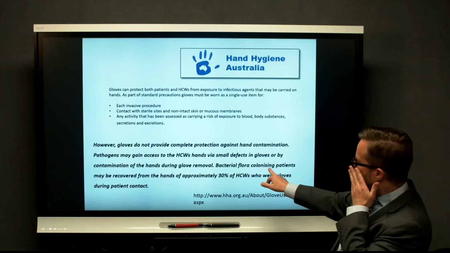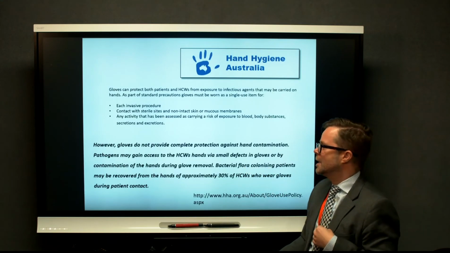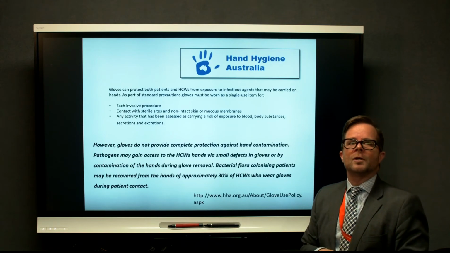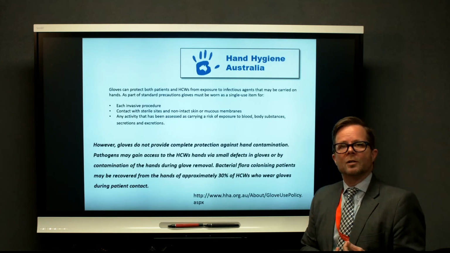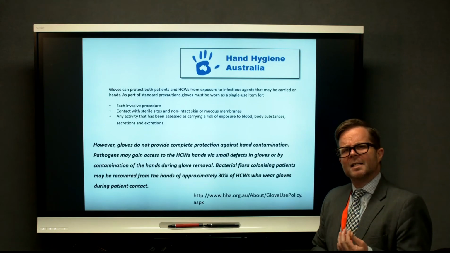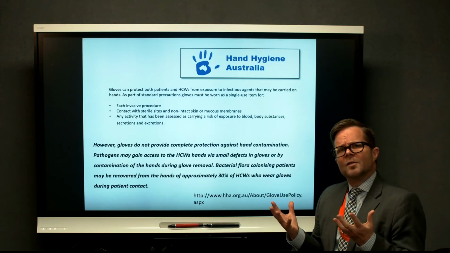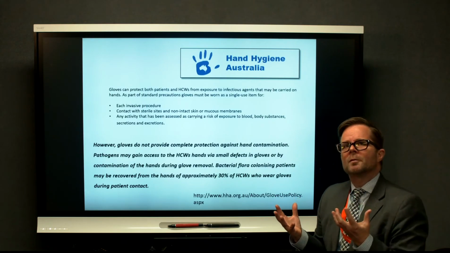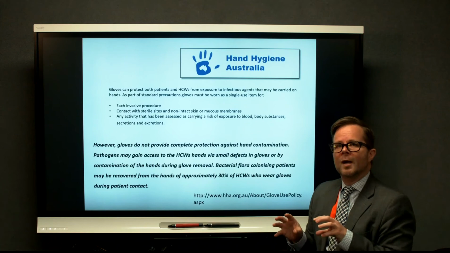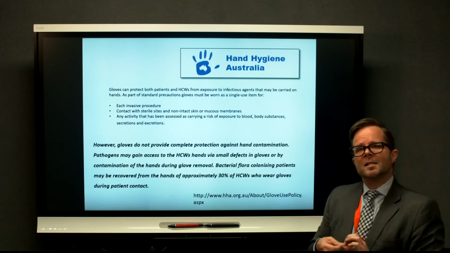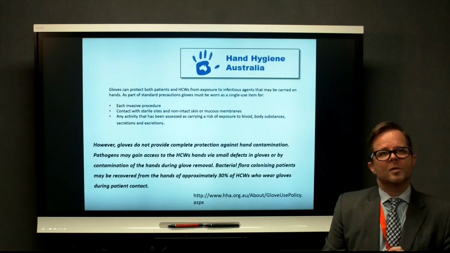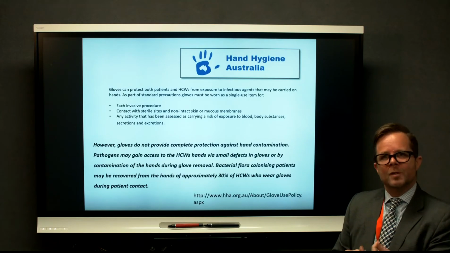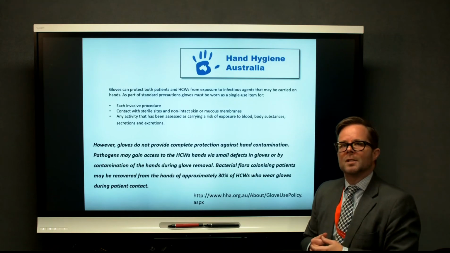And in fact, bacterial flora colonizing patients can be recovered from the hands of approximately 30% of healthcare workers who wear gloves during patient contact. So what that's telling us is that even with gloves on, 30% of the time, you will end up with microorganisms from patients on your hands. So that's why we insist on hand washing before putting gloves on, and we insist on hand washing after the gloves come off, because the gloves are not 100% protective.